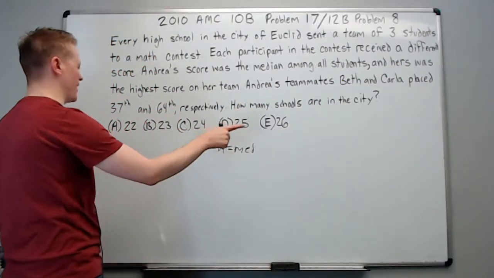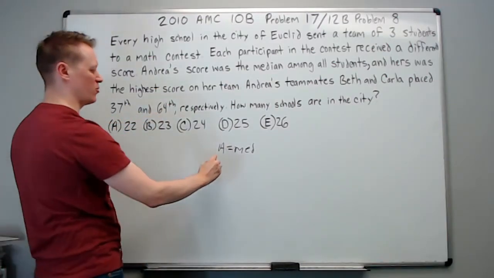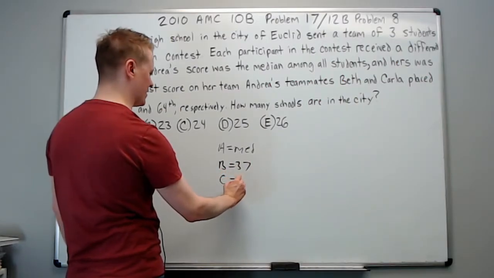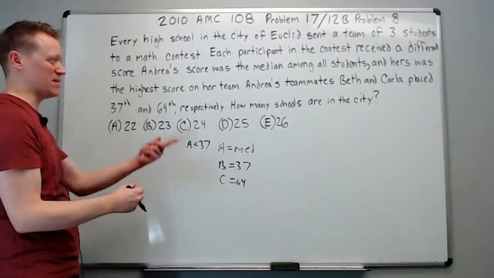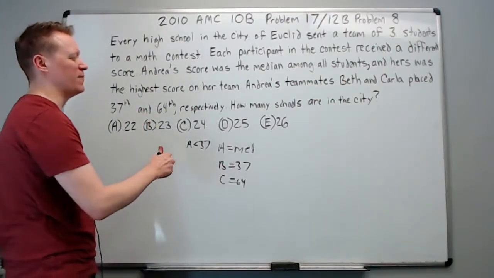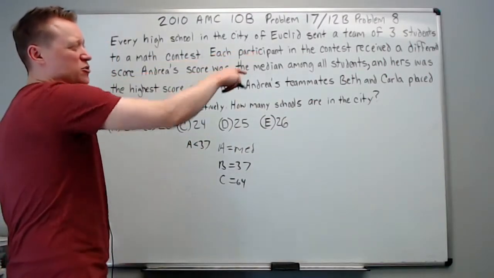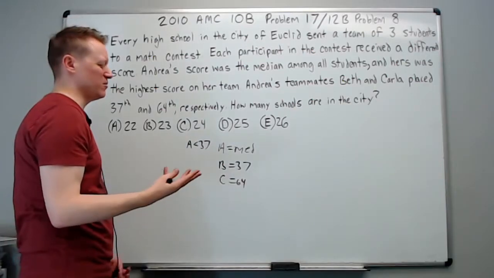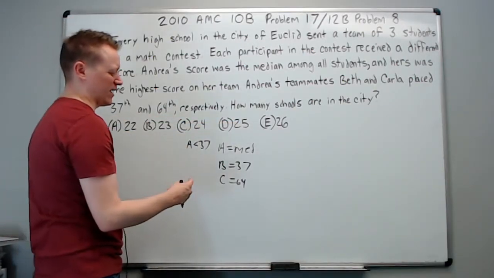Andrea's teammates Beth and Carla placed 37th and 64th respectively. So Andrea has to be less than 37 to be the highest on her team for her placement. So how many schools are in the city? Again, each school sent 3 students. You could try and make an equation, but really one way you could do it is to use the answers. But I'm just going to kind of reason it out.